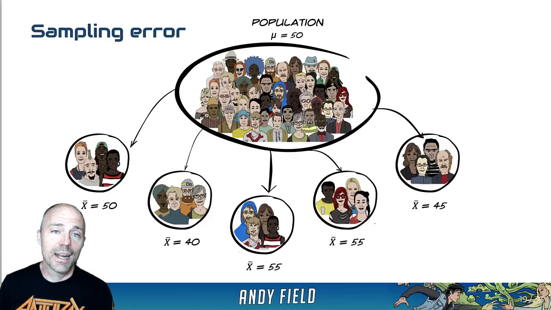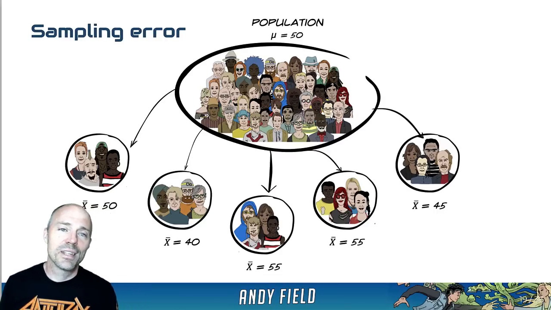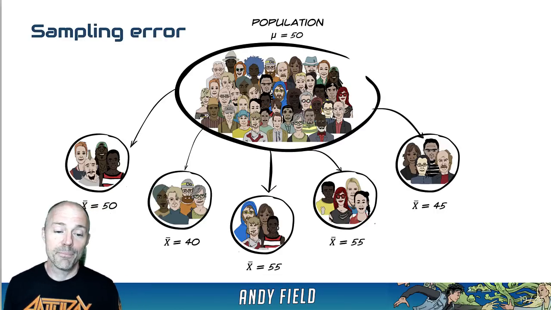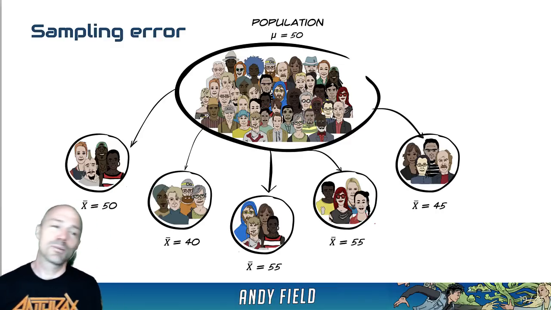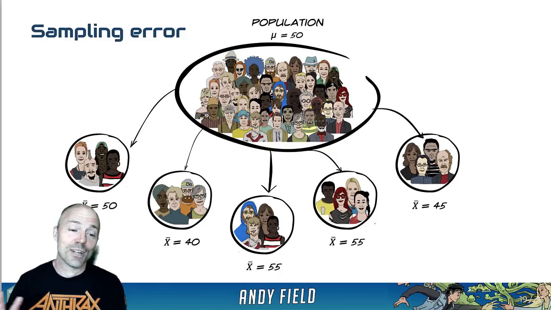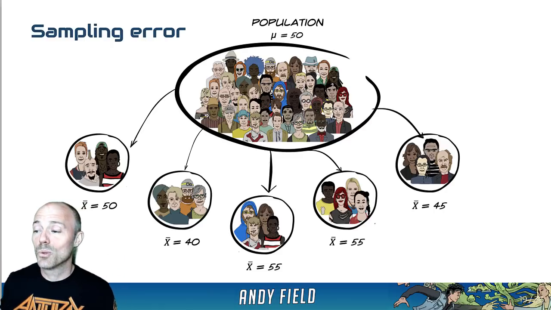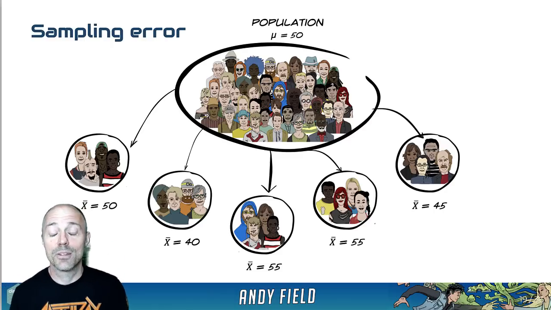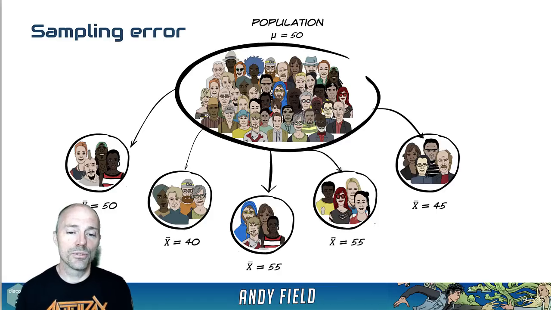So in our first sample, we get an estimate of 50. That's bang on the population value, but bear in mind we wouldn't know it was. Our next sample is 40. That underestimates it. Next one is 55, overestimates it. Next one's 45, underestimates it. So two concepts this is illustrating. First is sampling variation. The estimates you get in different samples will be slightly different from each other. So there will be variation in your parameter estimates across samples.